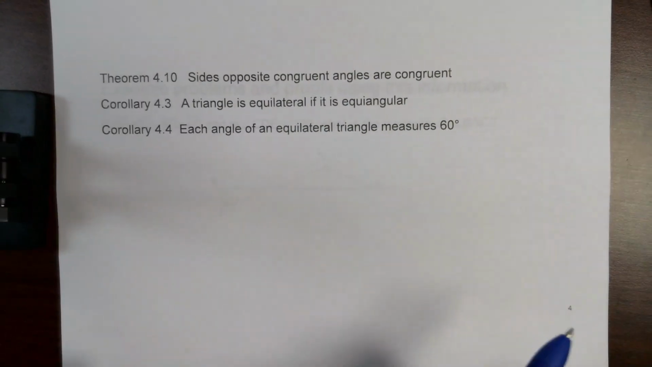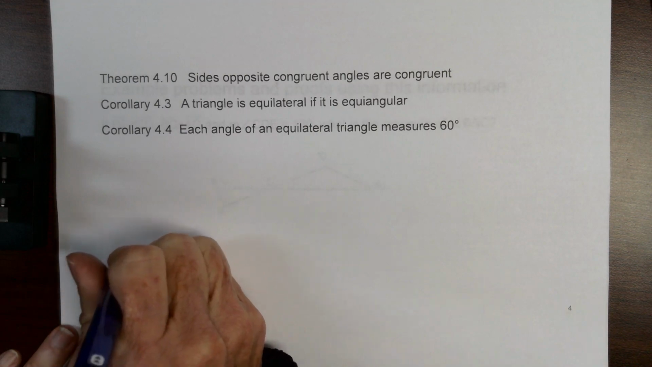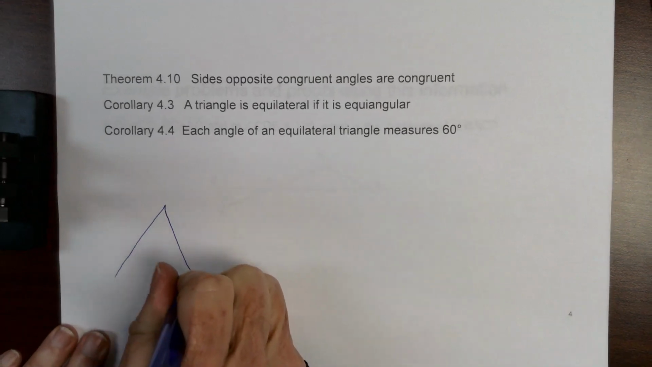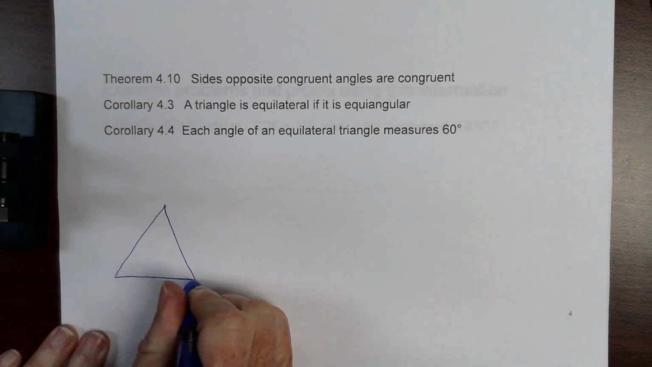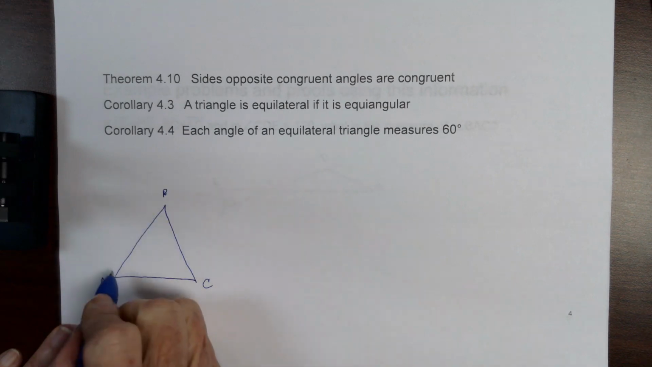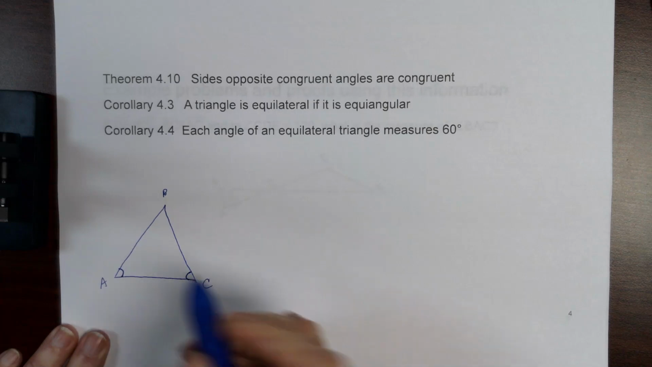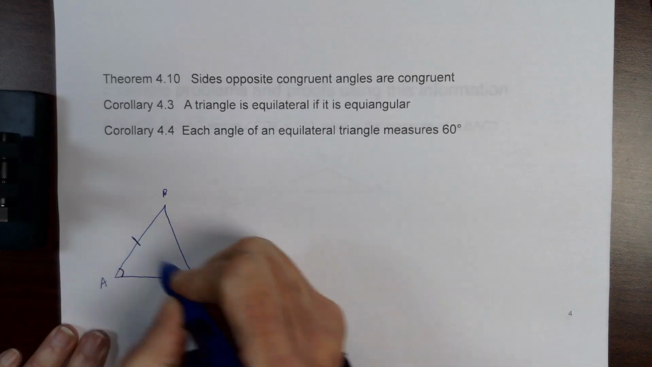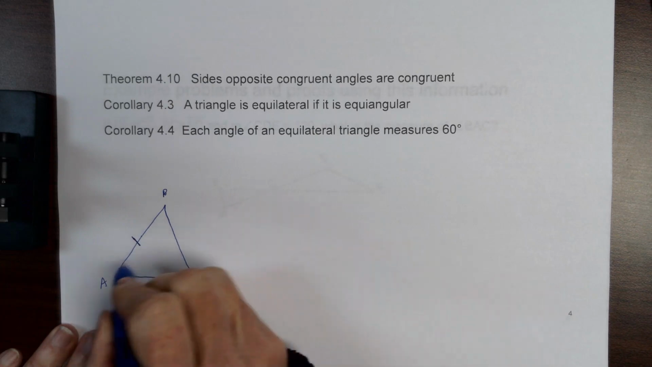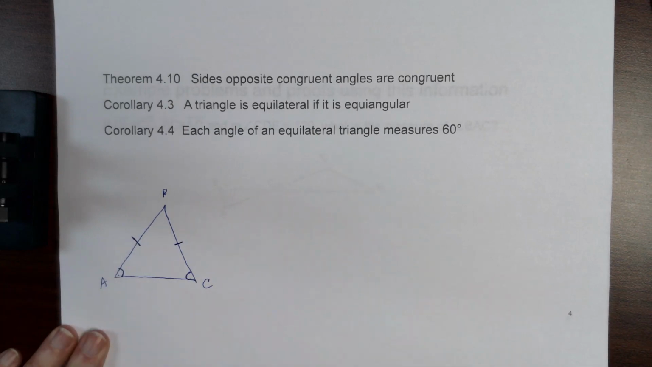Theorem 4.10 says sides that are opposite congruent angles are congruent. So if I know angle A is congruent to angle C, then I know that this side, because it's opposite that angle, is congruent to that side because it's opposite that angle. So sides opposite congruent angles are congruent.